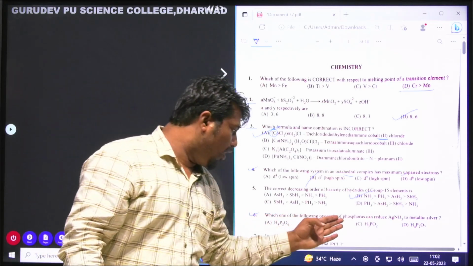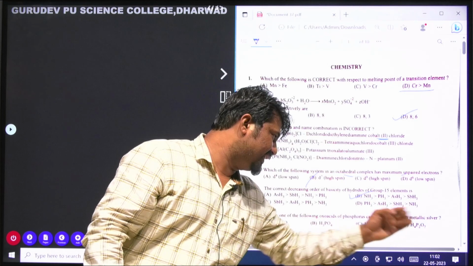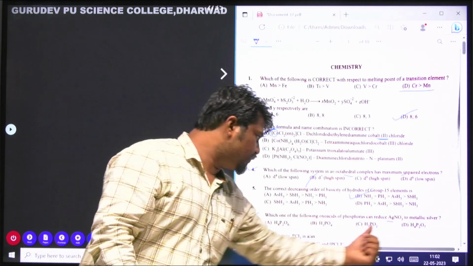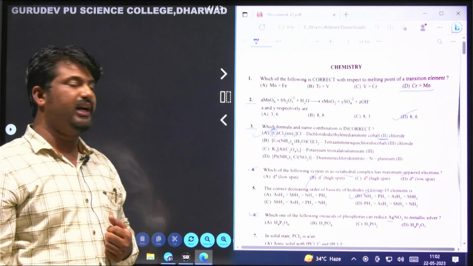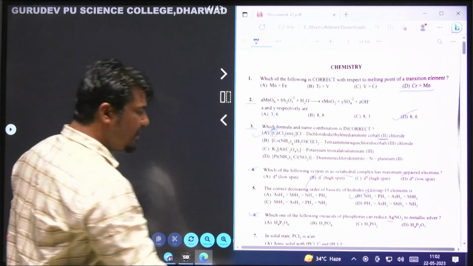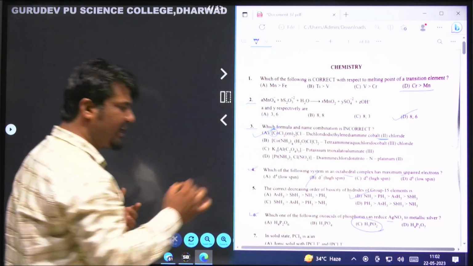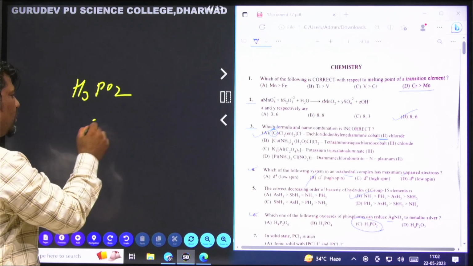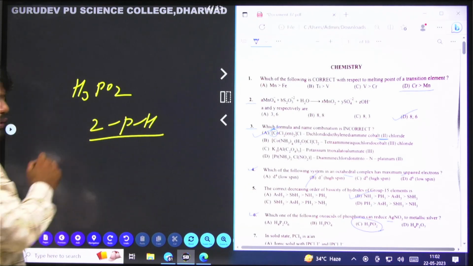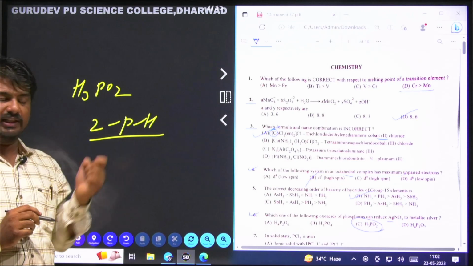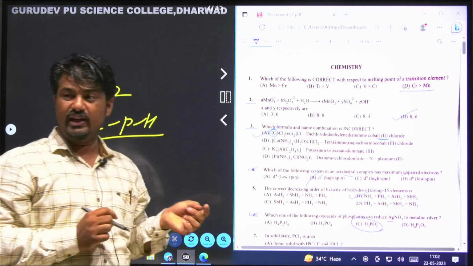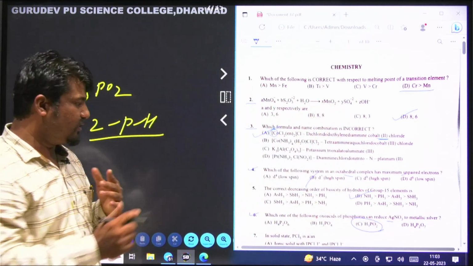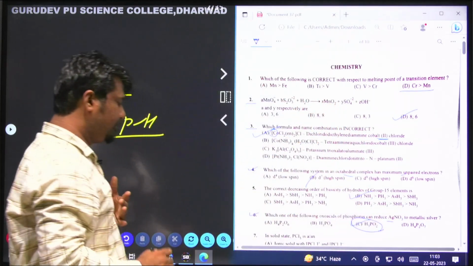Next, I will come to question number 6. Which of the following oxoacids of phosphorus can reduce AgNO3 to metallic silver? Among these, we should find out the best reducing agent. H3PO2 is the best reducing agent, because H3PO2 has 2 P-H bonds. Because of the presence of 2 P-H bonds, it becomes the best reducing agent. So it reduces AgNO3 to metallic silver. So the right answer is C.